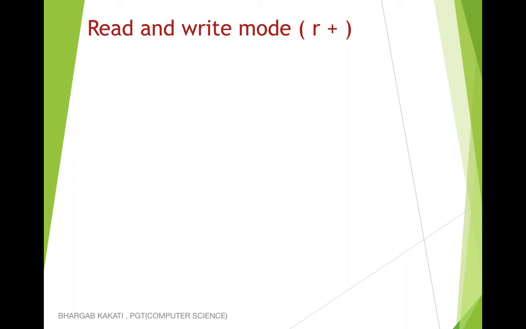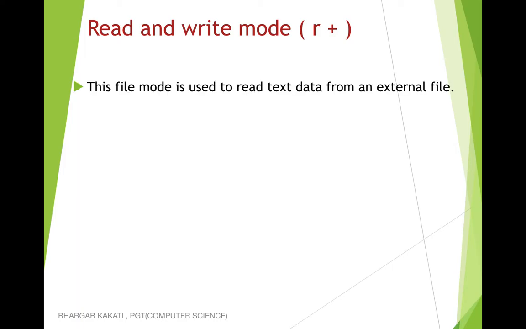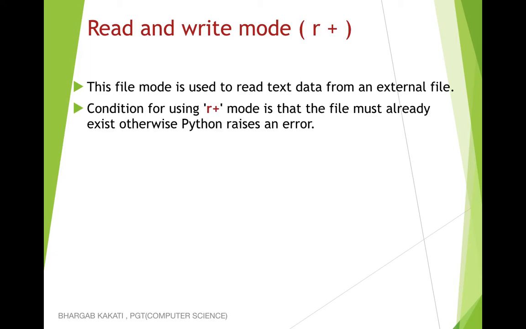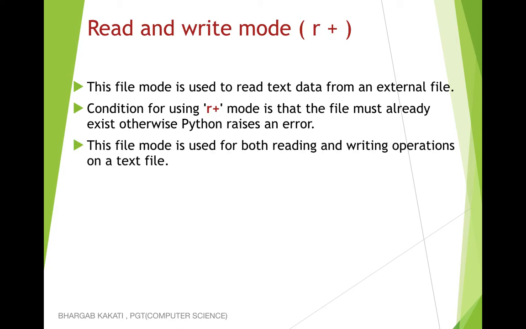Now let's move on to the next mode in case of reading files, which is the R plus mode or the read and write mode. This file mode is also used to read text data from an external file. The condition for using this mode is that the file must already exist, otherwise Python raises an error. Here also we have the same condition. The file must already exist, otherwise Python will raise an error for that.